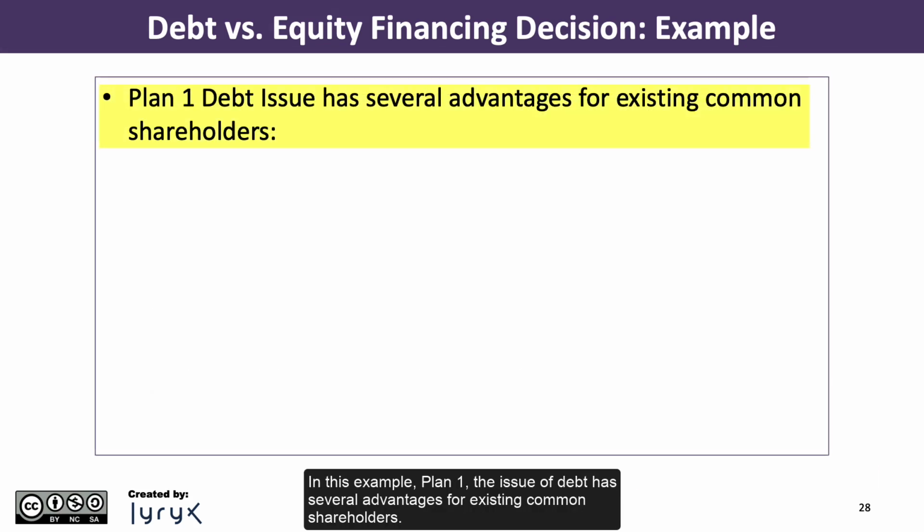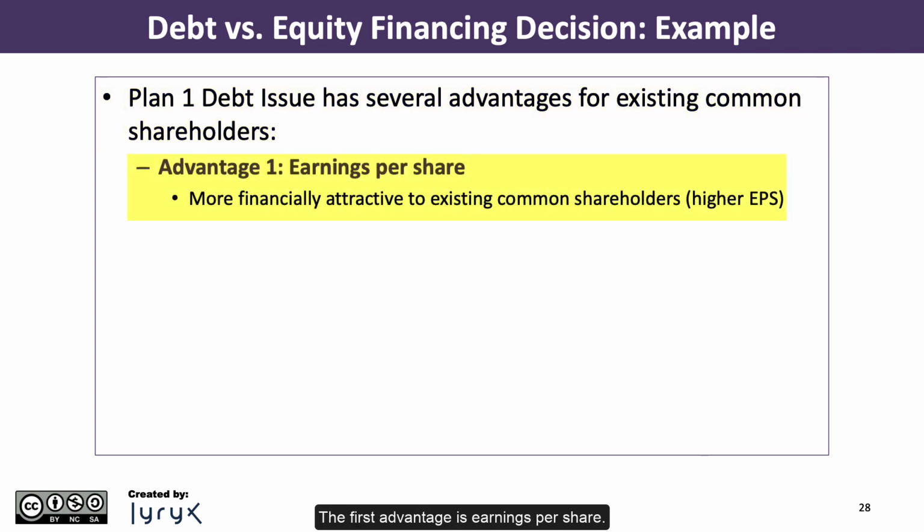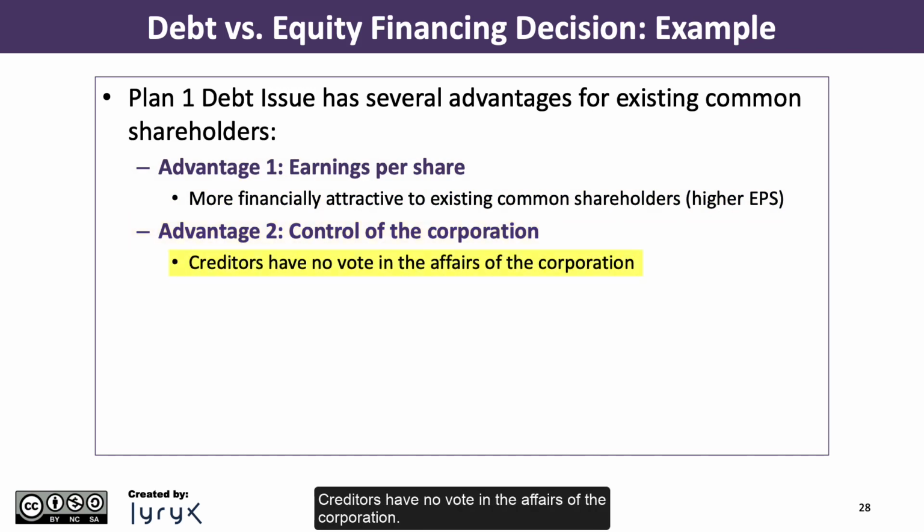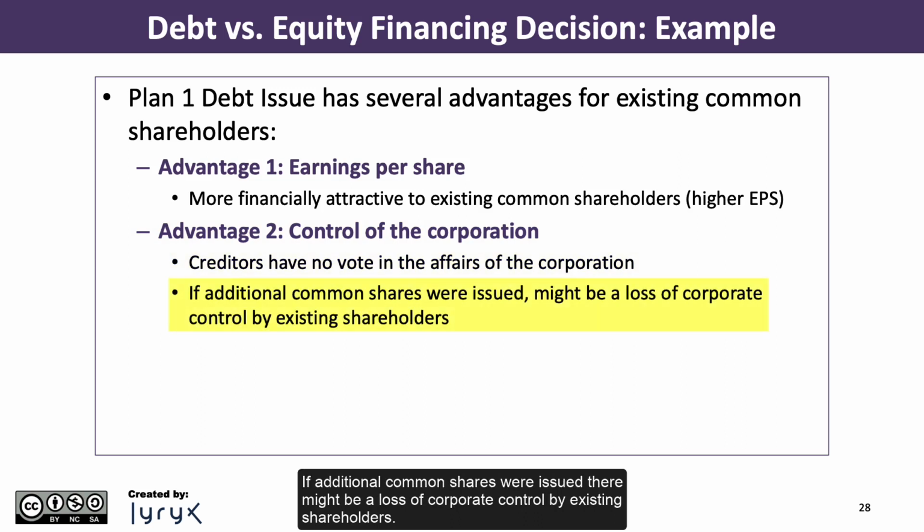In this example, Plan 1, the issue of debt, has several advantages for existing common shareholders. The first advantage is earnings per share. On this basis alone, the issue of debt is more financially attractive to existing common shareholders, higher EPS. The second advantage is control of the corporation. Creditors have no vote in the affairs of the corporation. If additional common shares were issued, there might be a loss of corporate control by existing shareholders.